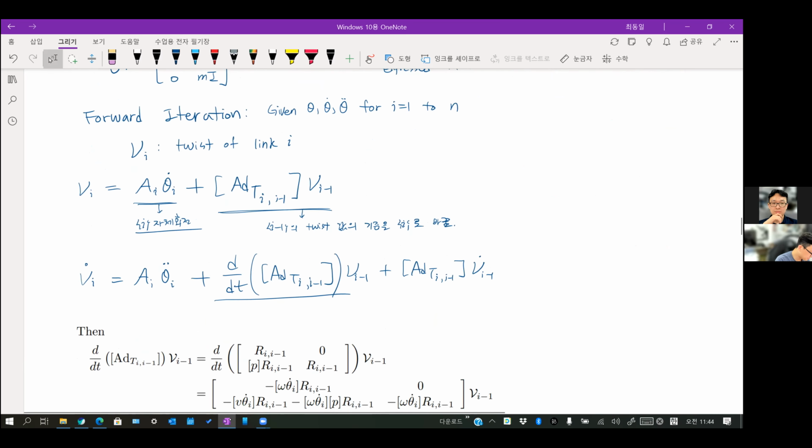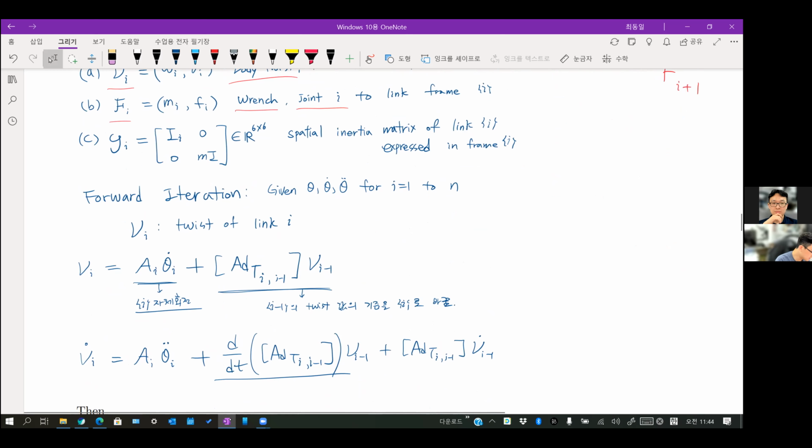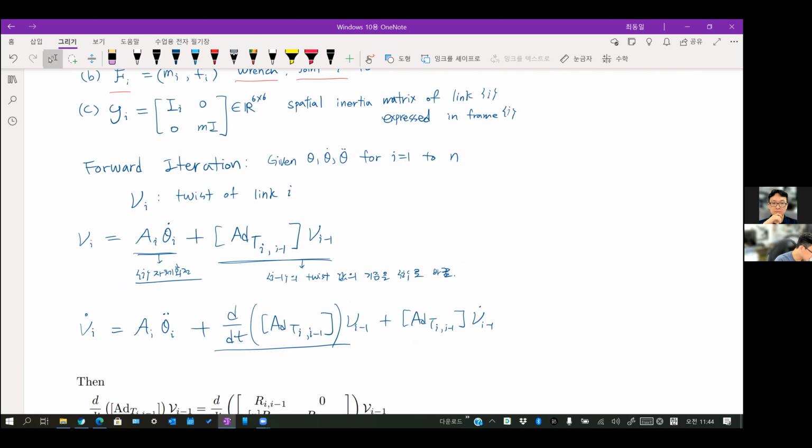So in the forward iteration, we can calculate the twist and the derivative of the twist using this equation. So memorizing this equation, this one is body screw and twist dot. So this one is the I-link rotation.